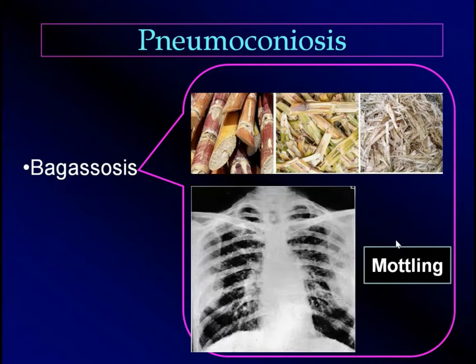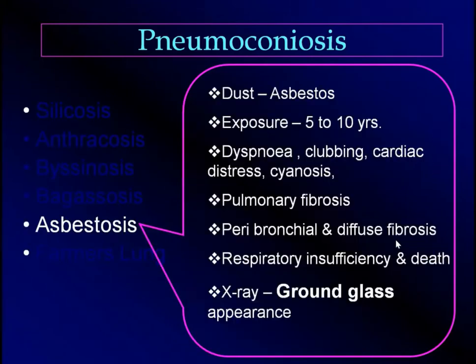Okay. So next we'll move on to the next disease, asbestosis. Asbestosis is mainly caused by asbestos dust particles. The incubation period is between 5 to 10 years of exposure, and the symptoms are commonly dyspnea, clubbing of the fingers, cardiac distress and cyanosis. You can see clearly here the important sign, clubbing of the fingers, and there will be cardiac distress and also cyanosis. These are commonly noticed in asbestosis.